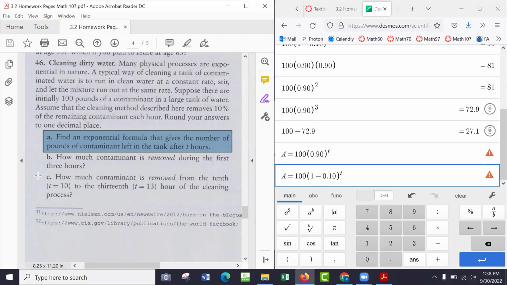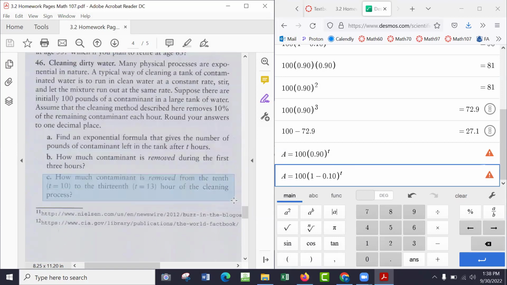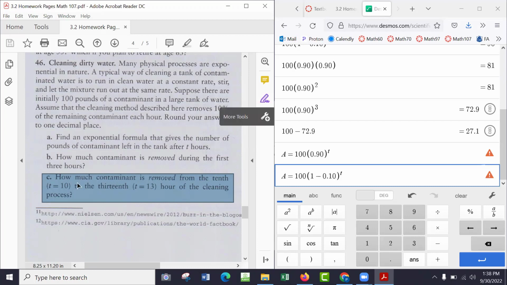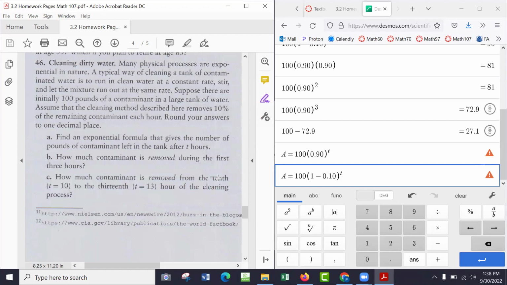So part C then, and if anyone's watching from home, you can press pause on the video and try it yourself. But how much contaminant is removed from the 10th to the 13th hour of the cleaning process, right? And it's hard to think of these things all in one go. So what I suggest is just figure out what is going on on the 10th hour, and then figure out what is going on the 13th hour, and then think about, okay, what's going on and what do I need to do? Because it's hard to think of these things all in just one go, and you've got to play with it and try this and try that and plug this in and plug that in. That's kind of how this stuff works.